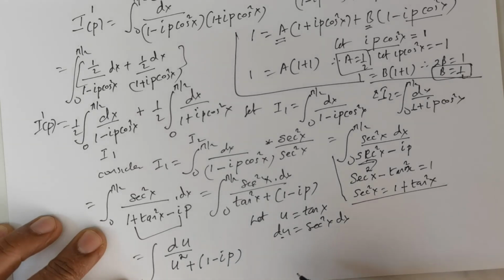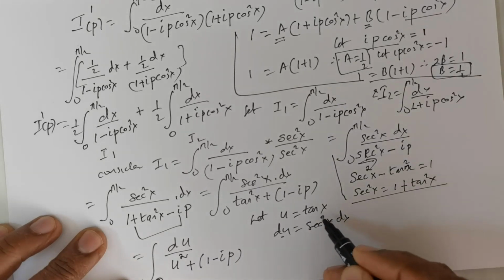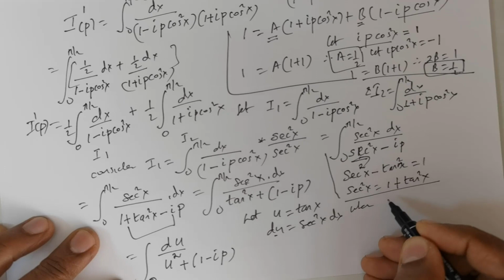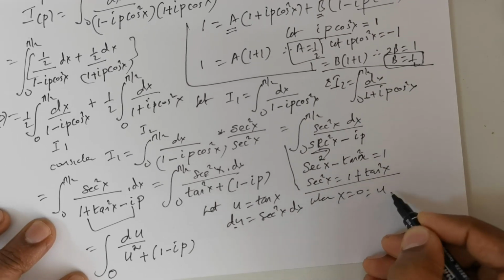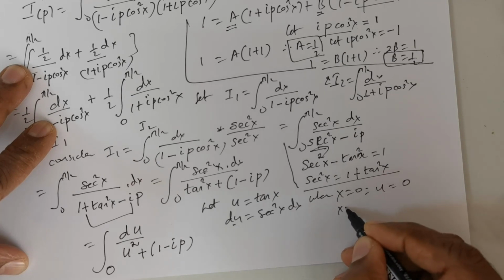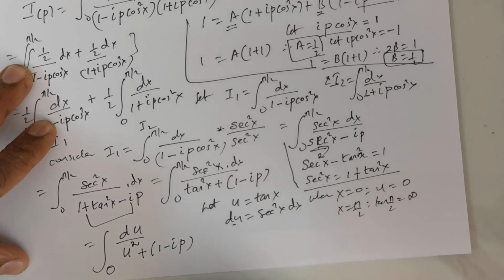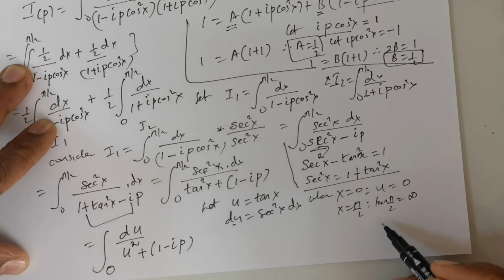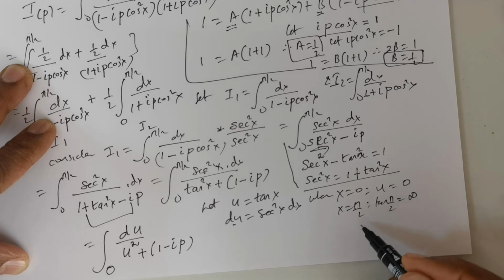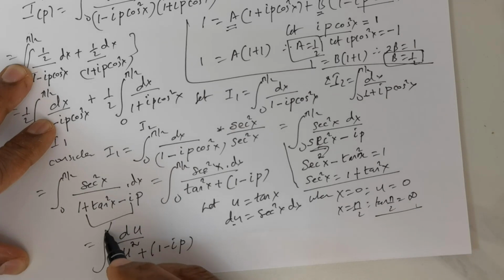Right. Now limits, when x is equal to 0, tan 0 is 0. When x is equal to 0, u is equal to 0, because tan 0 is 0. When x is equal to pi over 2, tan pi over 2 is equal to infinity. Right, sin pi over 2 divided by cos pi over 2. Cos pi over 2 is going to give you 0, and 1 over 0 is infinity. That's the reason. So 0 to infinity. That's a nice value. Now you got this.